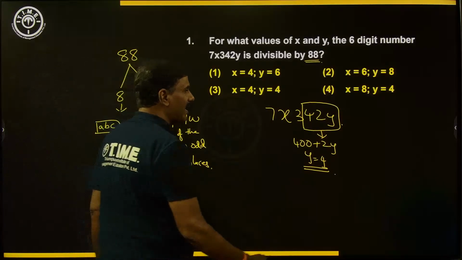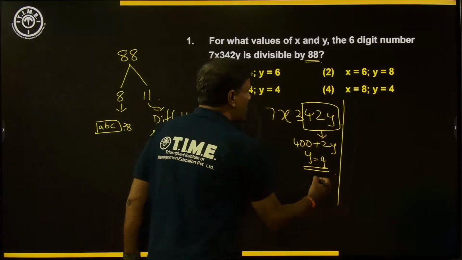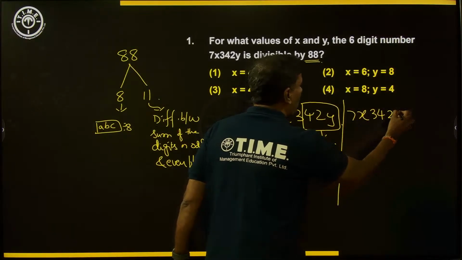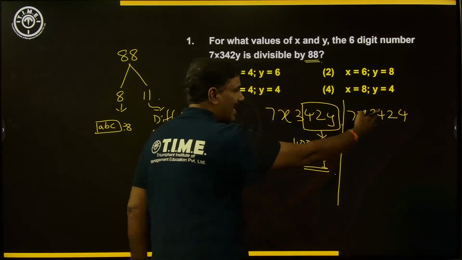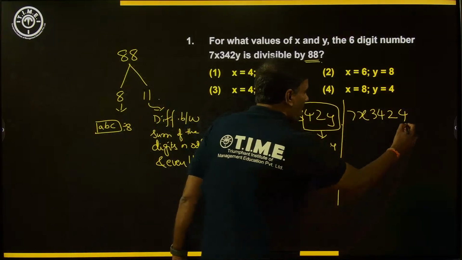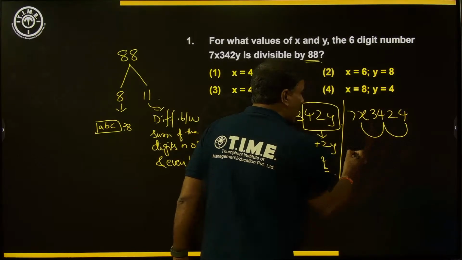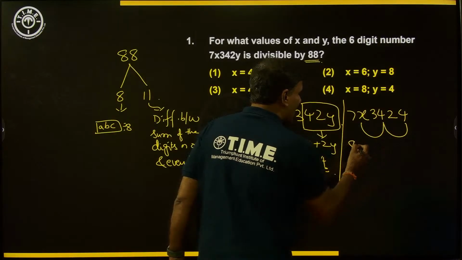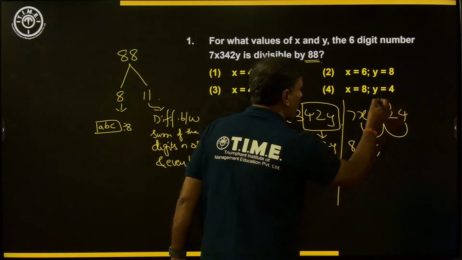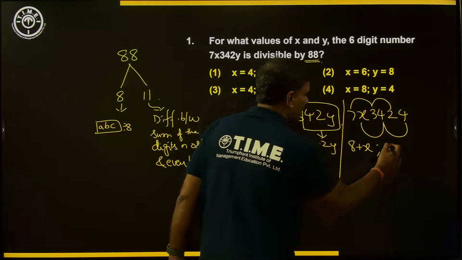And for divisibility by 11, the rule that we are having is what? The difference between the sum of the digits in odd places and those in even places. I'm taking directly y as 4 there, right? So now if you are observing, the sum of the digits in odd places will become 4 plus x, which is nothing but 8 plus x, we can say. And the sum of the digits in even places is what? 2 plus 3 plus 7, which is nothing but 12.